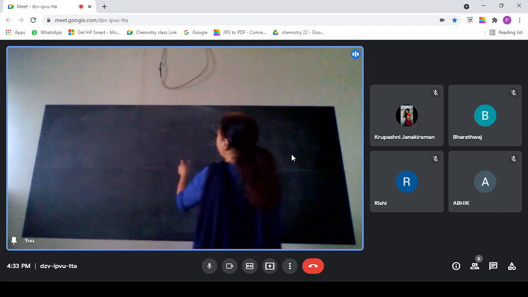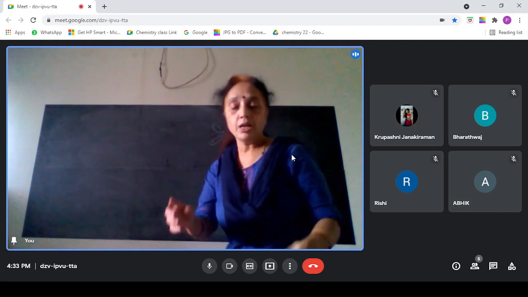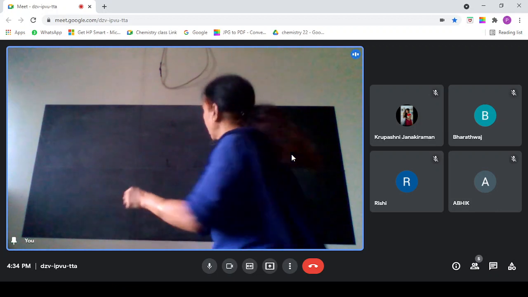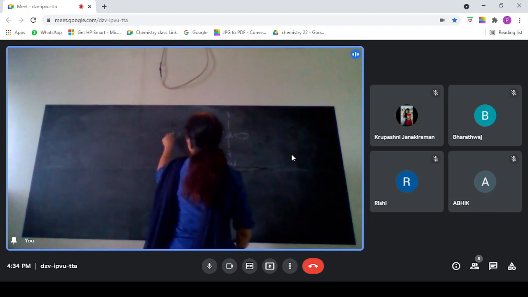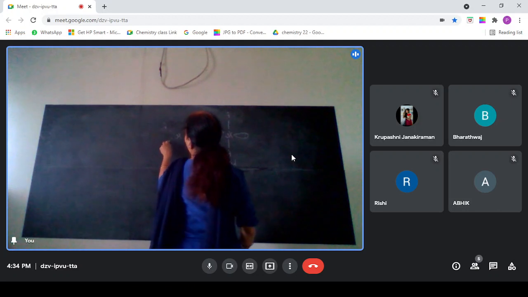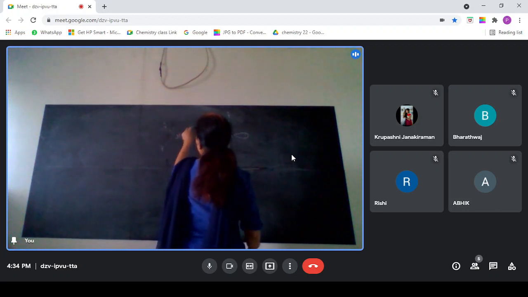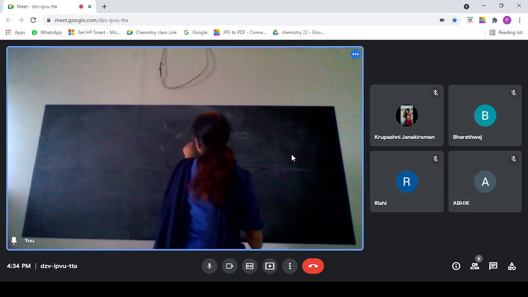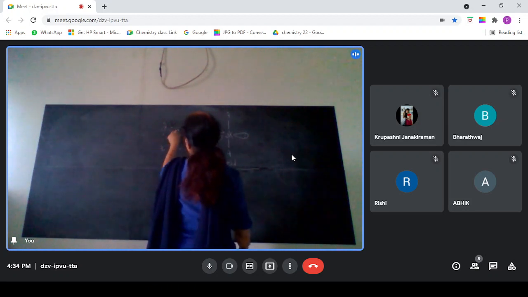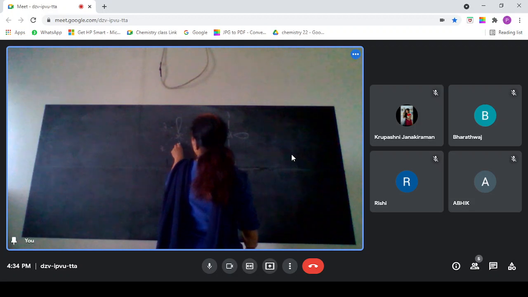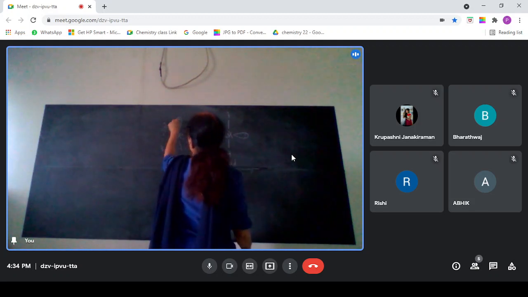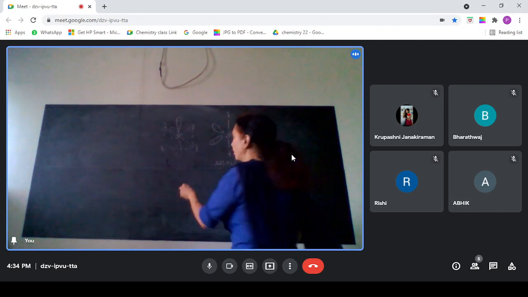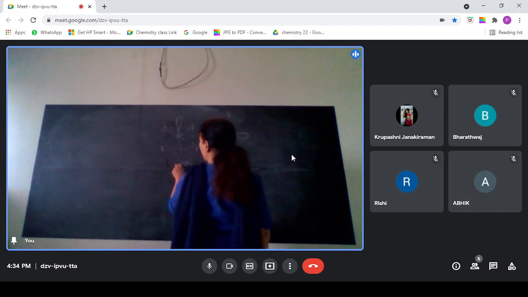Now, XeF4. XeF4, the expected geometry is octahedral. Here, you write Xe with all the fluorines like square planar. You write it like square planar. And in the axial positions, write the lone pairs of electrons. So, though expected is octahedral, the actual shape is square planar.